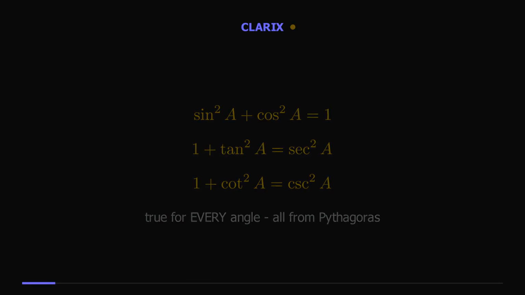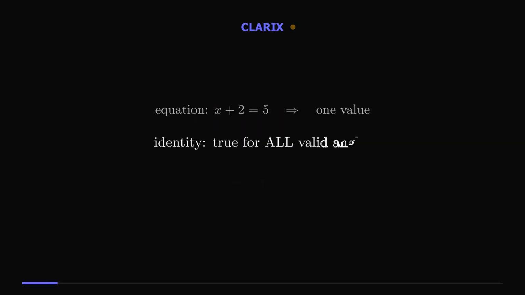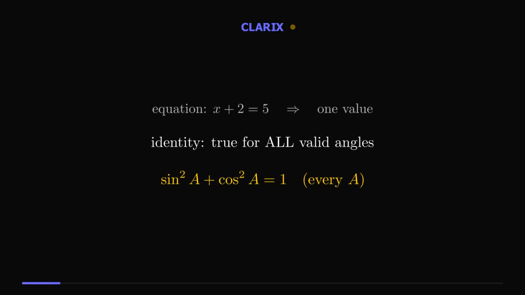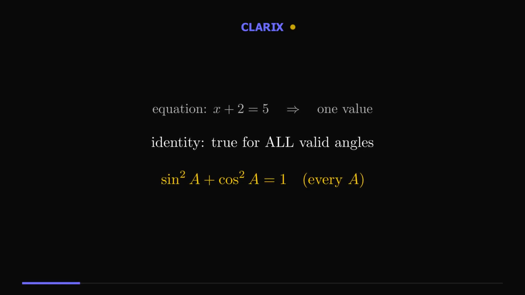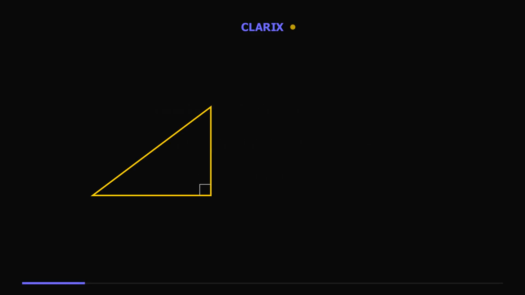Let's build them. First, what does identity even mean? An ordinary equation like x plus 2 equals 5 is true for one special value of x. An identity is true for all valid values of the angle. sin²A plus cos²A equals 1 isn't true for one lucky angle. It's true for every angle you could plug in. That's the difference, and it's why identities are so powerful for proving things.